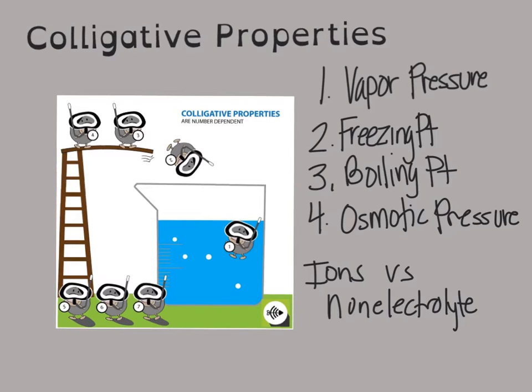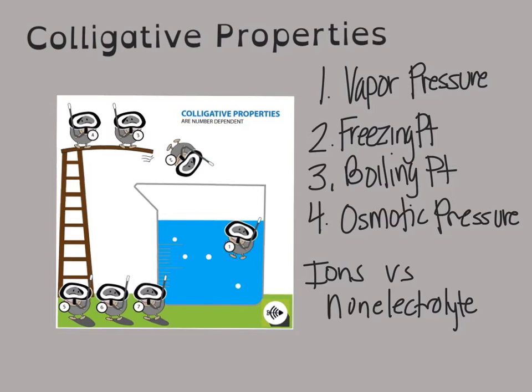Colligative properties are properties that are dependent on the concentration of a substance. So if you have a higher concentration, you would have a different property than if you have a lower concentration. The picture shown here is up to 7 different moles dissolving into a beaker of solution. So the colligative properties would change depending on how many of the moles were dissolved in the solution.